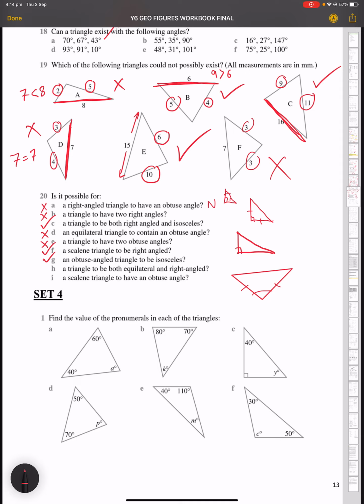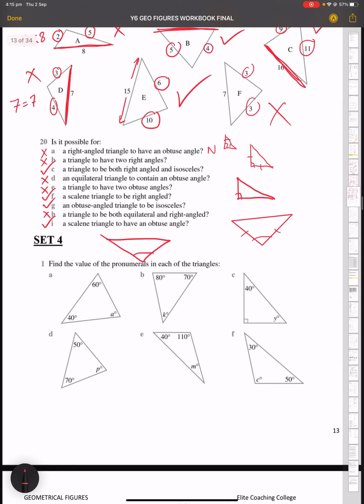H, a triangle to be both equilateral and right angle. Equilateral and right angle, no. Equilateral contains all the angles to be 60, so there's no 90 degrees angle in there. A scalene triangle to have an obtuse angle. Yes, you can. So that's obtuse angle, and this is all the sides of different size.